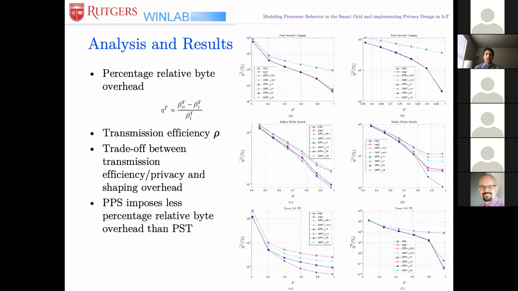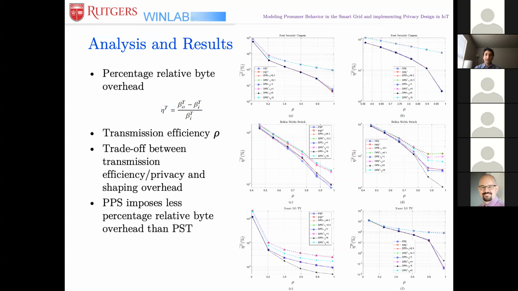Since the shaping mechanism introduced overhead and delay to the system, we analyzed the shaping mechanism performance based on these two factors. To evaluate the overhead incurred to the system, we used a metric called relative byte overhead, which is the ratio of the total number of bytes fed to the shaper to the total number of bytes sent from its output during the time period of T. Each row of the figures shows the results for each device.